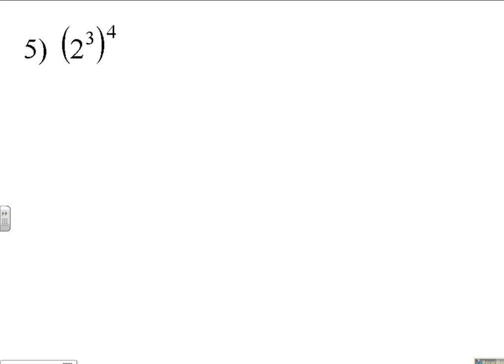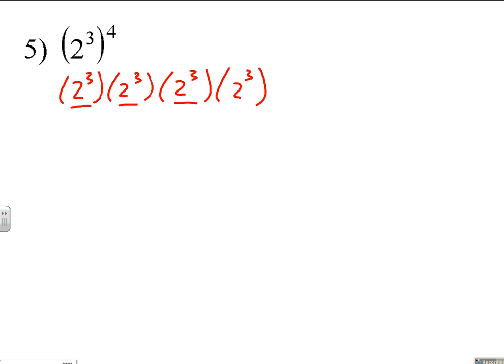What does this mean? This means I have a 2 to the 3rd times another 2 to the 3rd times another 2 to the 3rd times another 2 to the 3rd. And now I have a whole bunch of 2's. I have 3 2's and 3 more 2's and 3 more 2's and 3 more 2's. You may even, and I won't do this very often, break this into all of the 2's represented here.